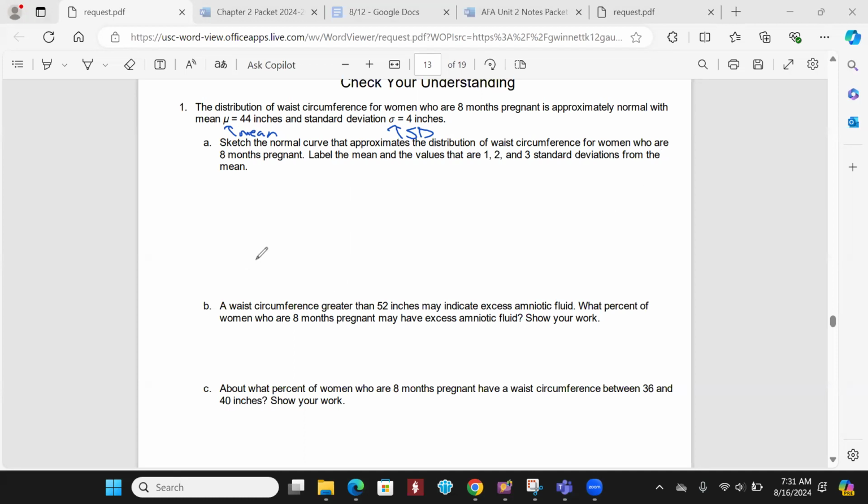So the first thing that you're going to do is you're going to draw an awesome curve. You're going to draw a straight line down. What's the mean? 44. Okay, cool. Then what you're going to do is the standard deviation is 4. So you're going to add 4 multiple times.